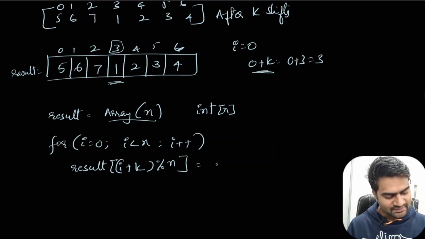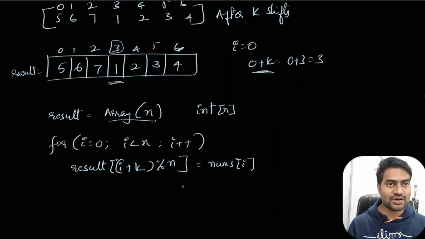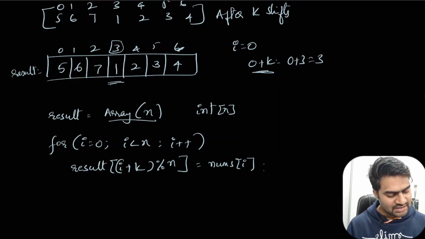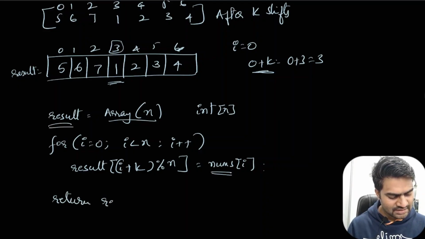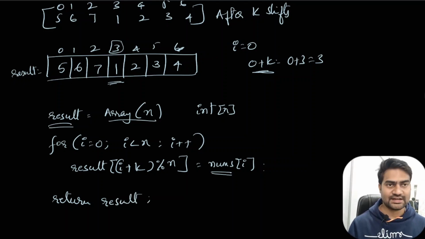Then I will copy the element from nums of i. So this way, we will copy the elements from the nums array to the result array, and then finally I will return the result.